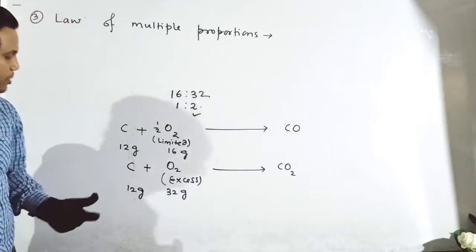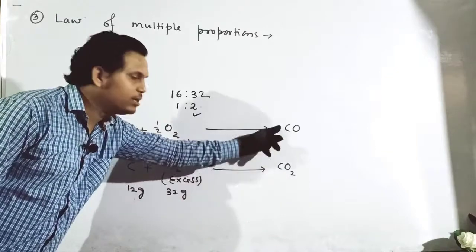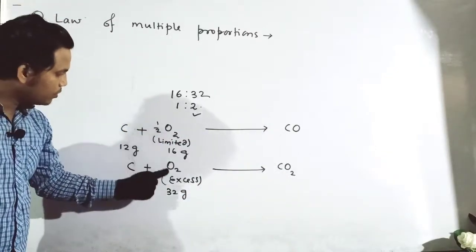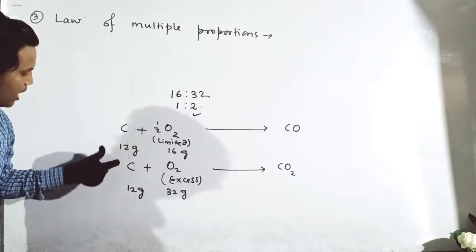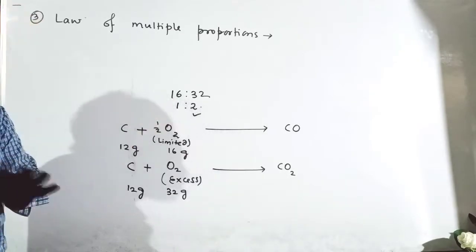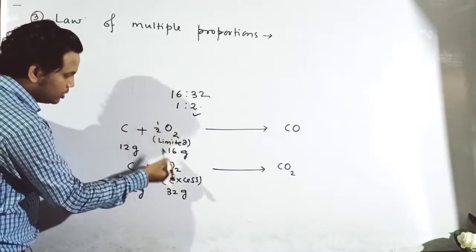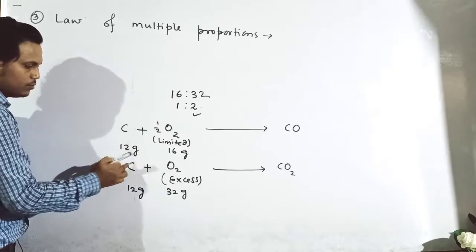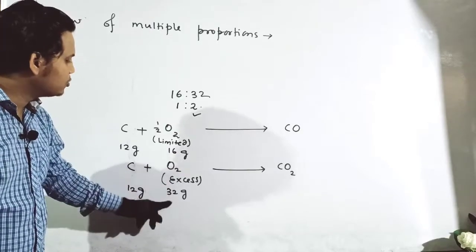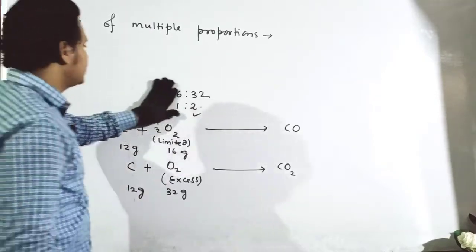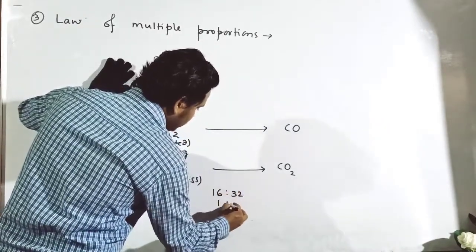So what is the law of multiple proportion? When two elements can combine to form more than one compound, then the masses of one element that combine with the fixed mass of the other element are in a ratio of small whole numbers. Which one is the fixed mass? Carbon. So the oxygen that combines with a fixed mass will be in a ratio of small whole numbers. Is it in the ratio 16 is to 32, 1 is to 2? Yes, it is a ratio of small whole numbers.